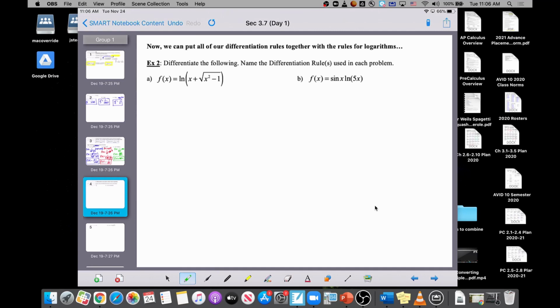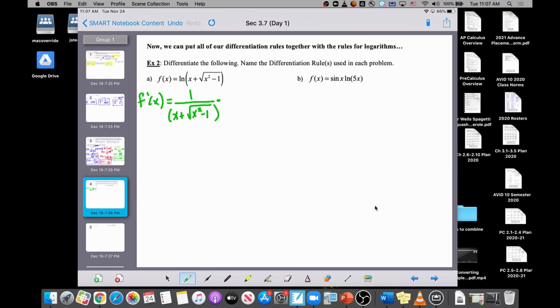Okay, so in letter A here, we have the natural log of x plus the square root of x squared minus 1. Okay, so f prime of x, again, my outer function's the natural log. So natural log's derivative is just 1 over the stuff. So it's going to be 1 over everything that's in that parentheses. So x plus the square root of x squared minus 1. Okay. But then I have to multiply by the derivative of what's inside those parentheses.